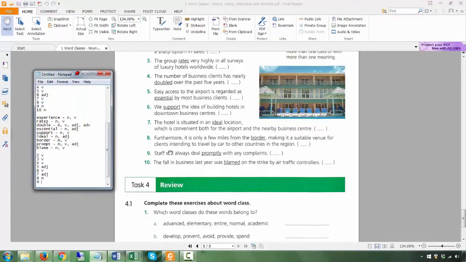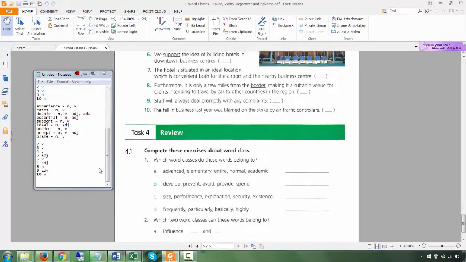Staff, subject, will always deal, will is your modal verb plus your main verb, and always is an adverb. So subject, verb, this ly is an adverb. This is the ly version. This is describing how you deal, how the staff deals. Okay, they deal promptly. And number 10, the fall in business last year was blamed. This is a verb in passive. Okay. Lastly, this which word classes.